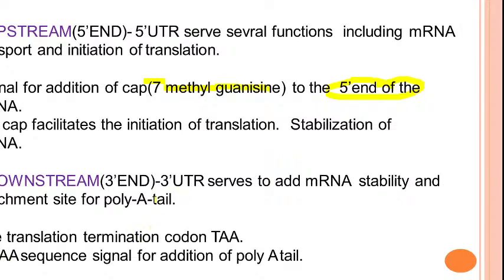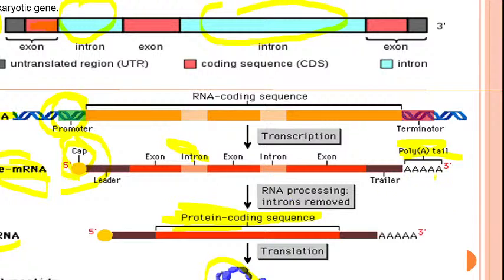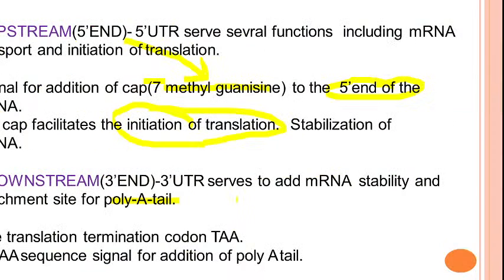And at the end we have the poly A tail. So at the 5 prime end we have the cap, and this cap facilitates the initiation of translation. So when we do translation, you will keep all these things in mind: the cap facilitates the initiation of translation, and downstream we have the poly A tail. The translation termination codon TAA is the signal for the addition of the poly A tail.